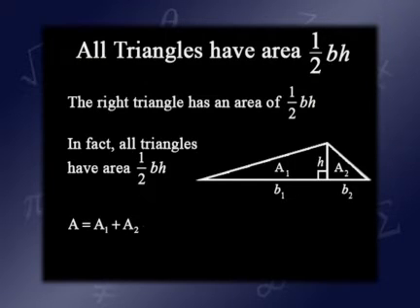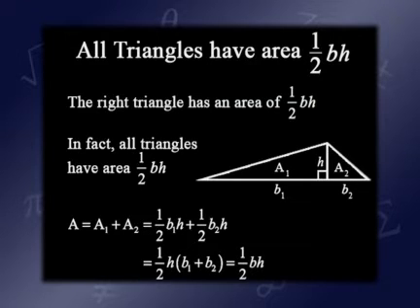Now if we split the base into two parts, one part of length B1 and the other of length B2, then the area of the left triangle is 1/2 B1 times h. And the triangle on the right will have area 1/2 B2 times h. Therefore, the total area is 1/2 B1h plus 1/2 B2h, and that's equal to 1/2 h times the quantity B1 plus B2. But B1 plus B2 was equal to b, the length of the original base. And so the total area of that triangle is 1/2 b times h.